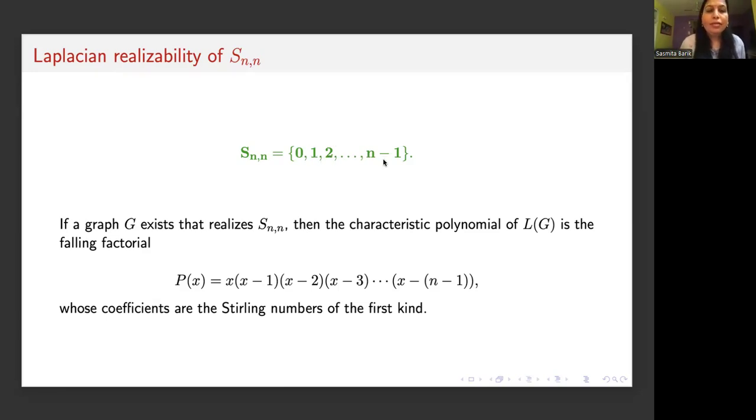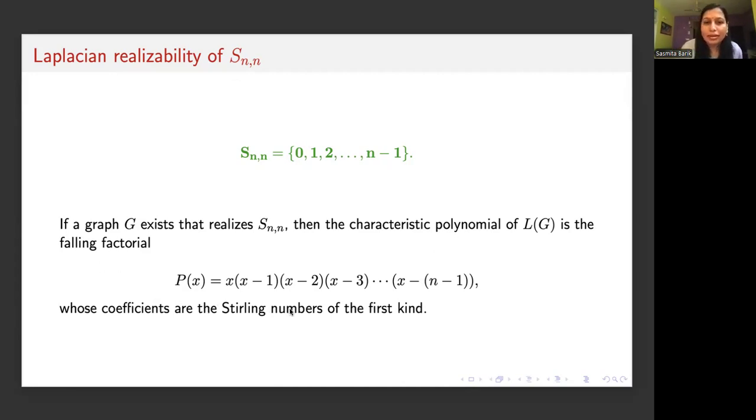Okay, so then your question is whether there is a graph that has not been proved. In the earlier results, is there a graph which will have this spectrum? If such a spectrum exists, then the characteristic polynomial also looks very nice. It's the following factorial: the polynomial will look like x(x−1)...(x−(n−1)). This is the falling factorial, you can say.